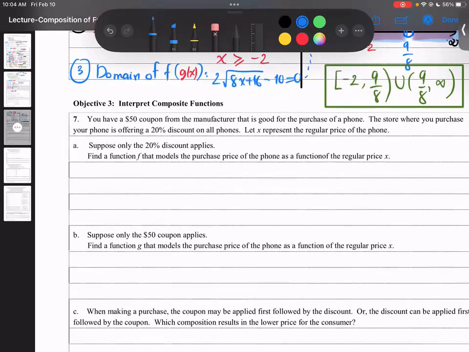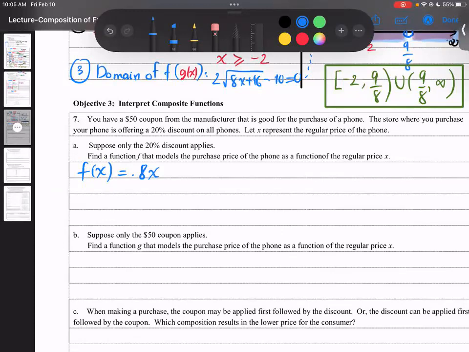So let's find f of x first. If you're allowed to use the 20% discount, what is the price of your phone now? The regular price is x. So what's the price that you're paying? That's a 20% discount, so you pay the remainder, which is 80% of the regular price. 80% is 0.8, so you multiply the regular price x. 0.8x.